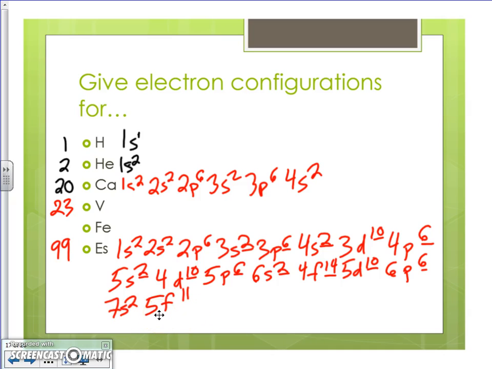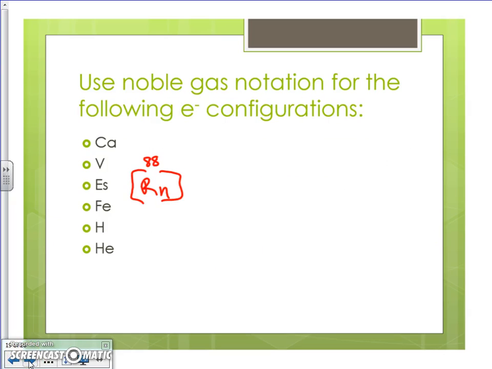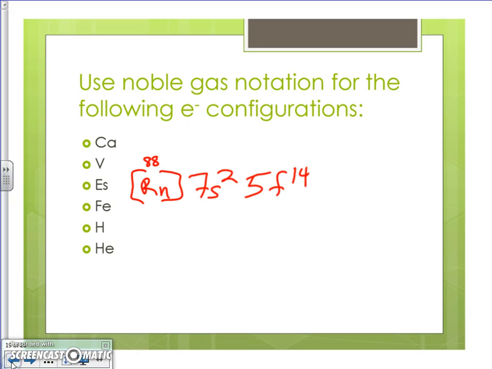7s2, sorry, radon has 86 electrons. I just need to copy the rest of this. 7s2, 5f14. Much, much shorter for something like that. We could do these for the rest of them. I will let you do that. It's going to be part of our practice. But figured I'd just show it to you just in case you see that in the near future.